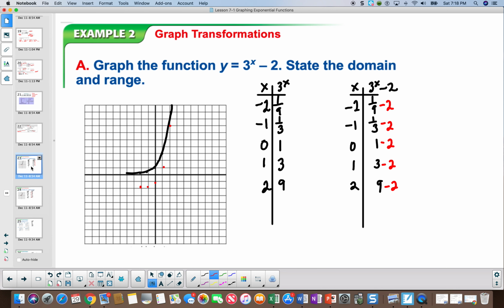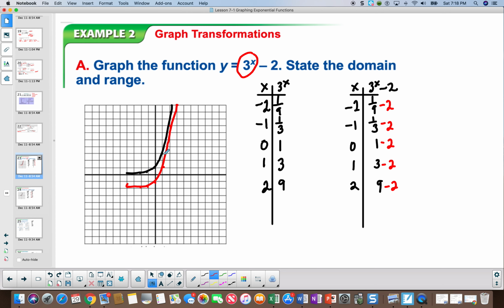So let's take a look at this problem. Now this is the parent function right here, so I went ahead and graphed the parent function. This is actually a vertical shift, so I'm going to take all the y's and I'm just going to subtract 2. And you notice that I went ahead and just graphed it here, so all I have to do is connect the dots right here. And that's what it looks like. And you can see it looks like it shifted down 2 units.